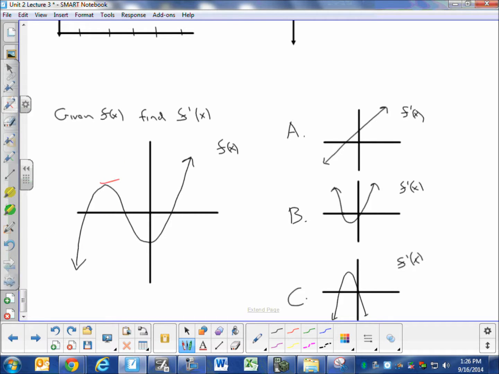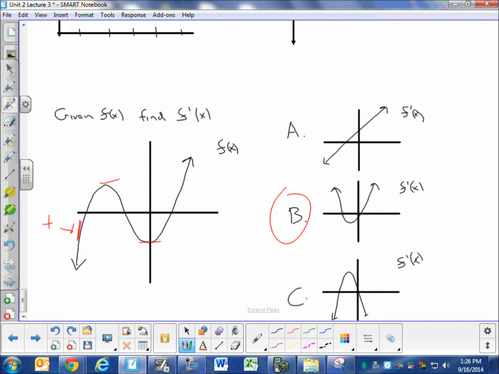Well, I go straight here. I see a 0 tangent slope, a 0 tangent slope. I got 0 here, 0 here. But let's look to the left. This tangent slope is positive. Positive to 0 to negative. So it would be B.